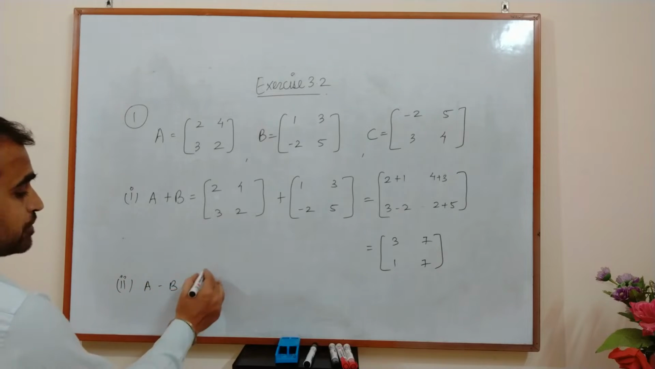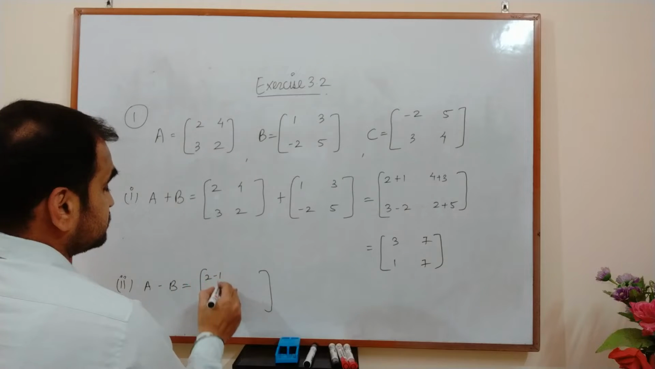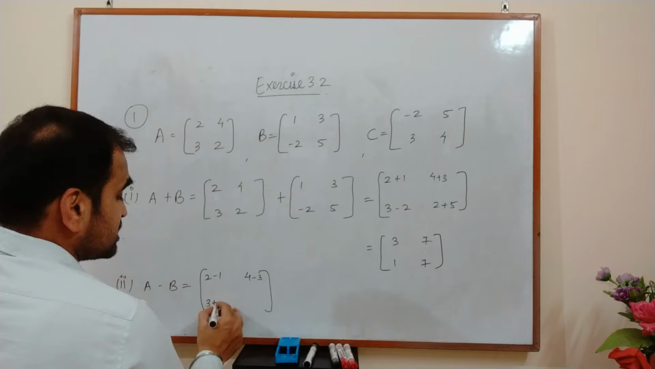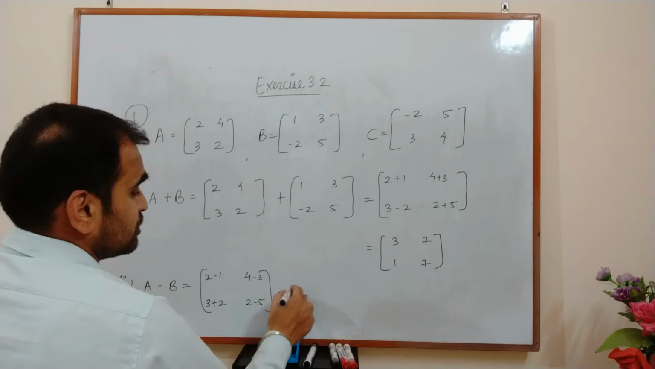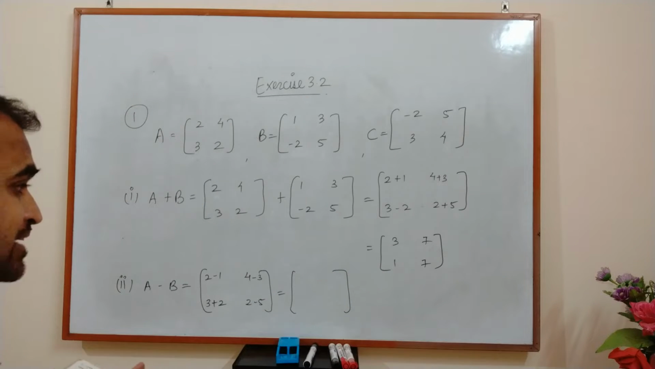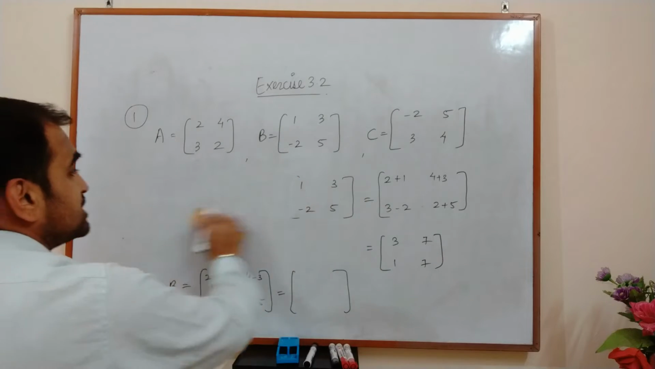Next we have A minus B. Here we have to subtract the elements. So A minus B means 2 minus 1, 4 minus 3, 3 minus minus 2, so that will be 3 plus 2, and 2 minus 5. So you will get the resultant matrix. Next we have 3A minus C, the third part of the question.